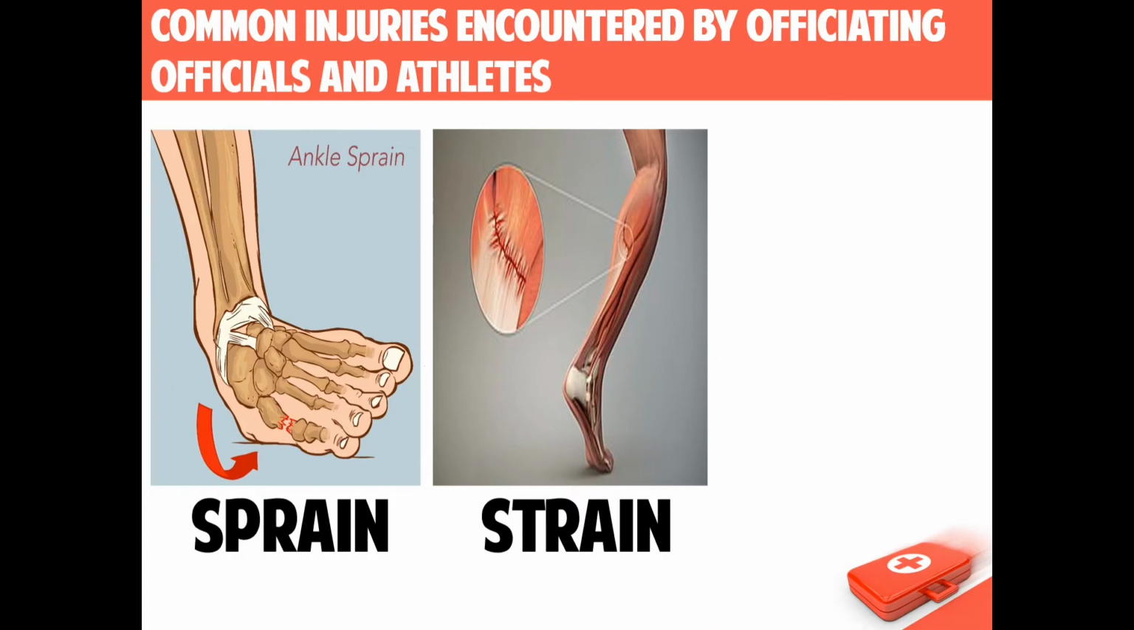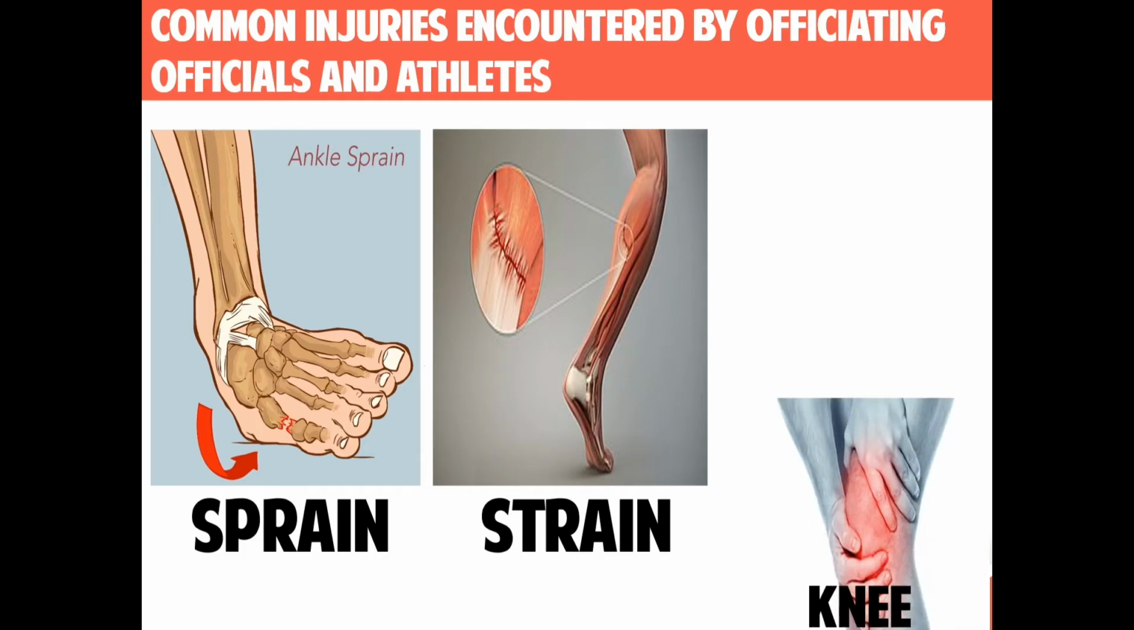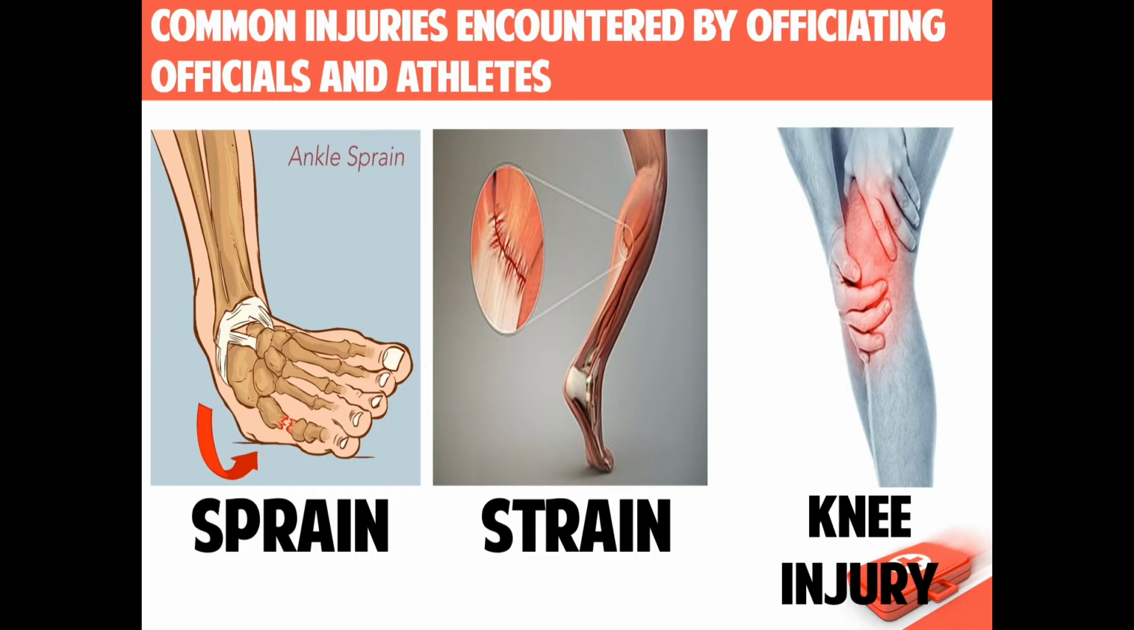Now, what do you think is the difference between sprain and strain? The difference between a sprain and a strain is that a sprain injures the bands of tissue that connect two bones together, while a strain involves an injury to a muscle or to the band of tissue that attaches a muscle to a bone.